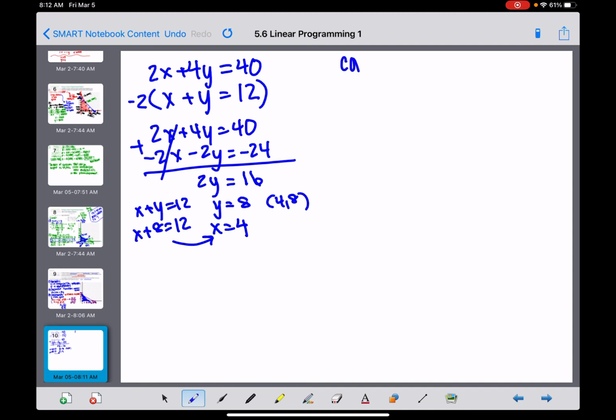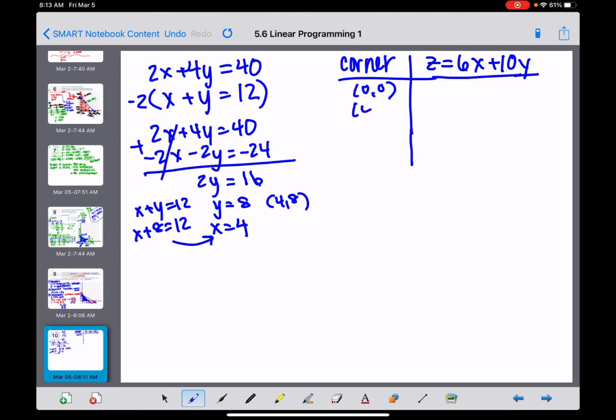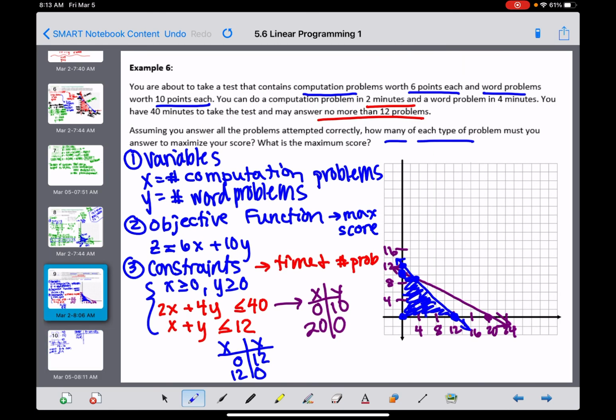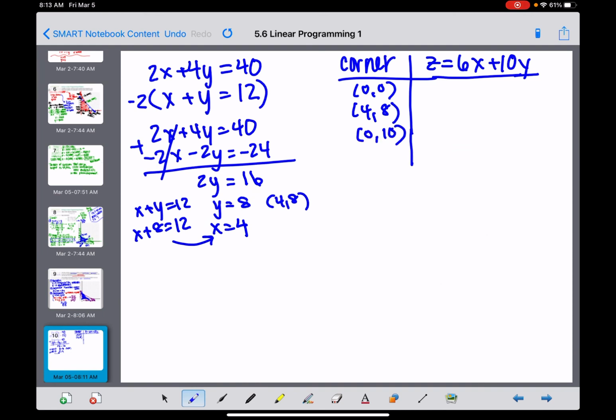Then we want to maximize our function, that objective function. Okay, so we had 0, 0. We have 4, 8, and then let's look back. We had this one at 0, 12, or no, let's see here. That's 0, 10. See, it gets confusing. 0, 10, and then 12, 0. And then we're looking for those values.